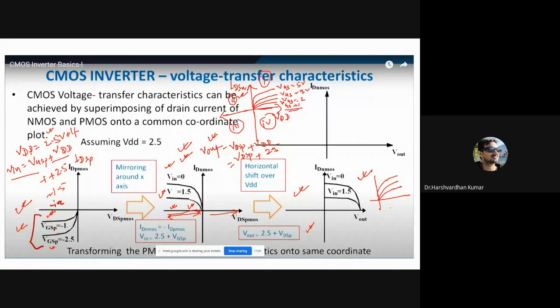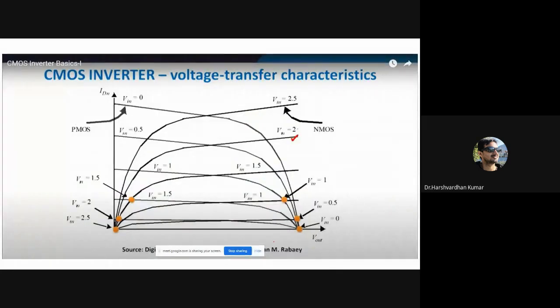So we have to now merge them on a single device. Let us say this is V out, and this is V in. Now we have to merge exactly. So this is the current, and this is the V out voltage. This dark characteristic is for the NMOS, and this lighter one, which we have shifted in this way, is for the PMOS. So if you merge both the graphs and plot the drain current with respect to the output voltage, you will get the graph in this way, right?